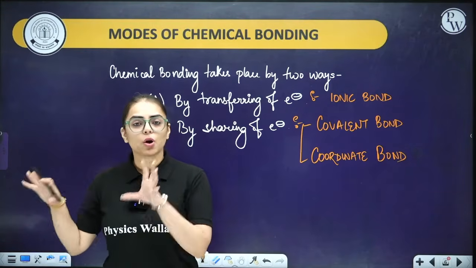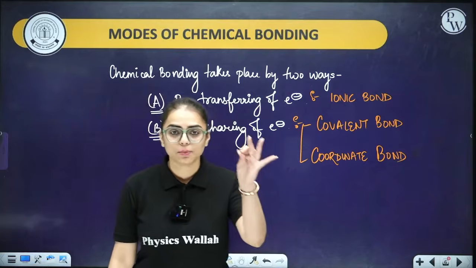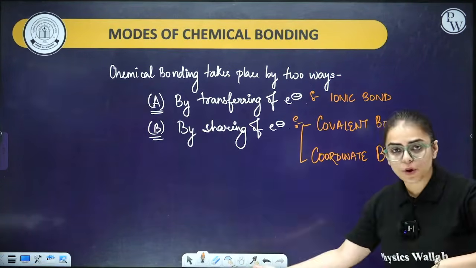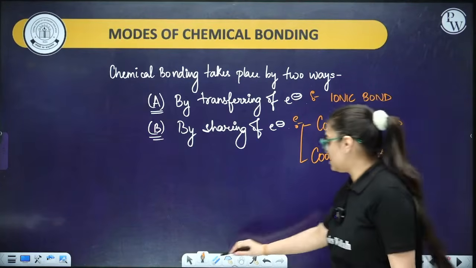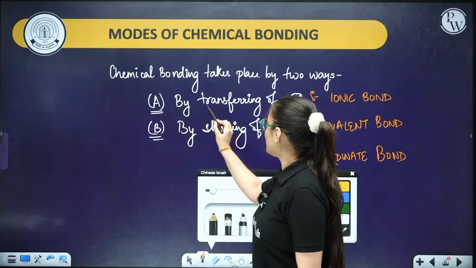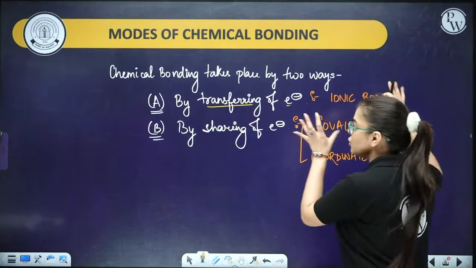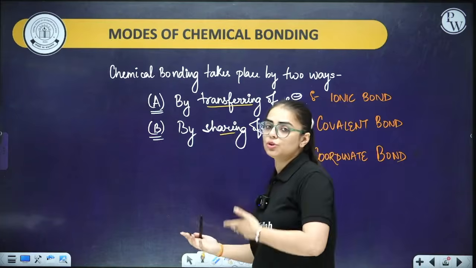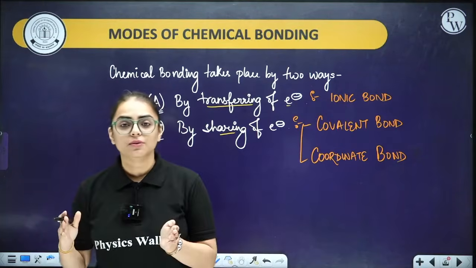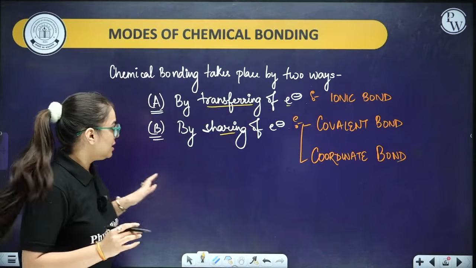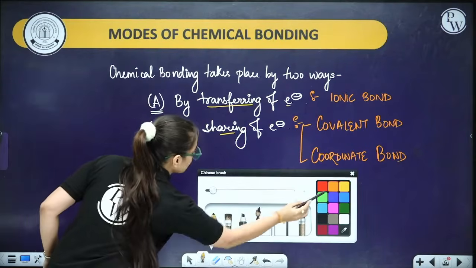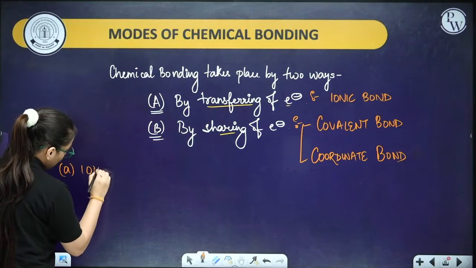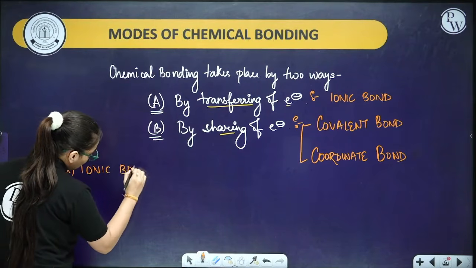So three kinds of bonds we are now going to focus upon: ionic bond, covalent bond, and coordinate bond. Coordinate bond is in other terms a dative bond also. A hint I have already provided you: when you transfer electrons, you obtain an ionic bond. When you share electrons, you obtain either the covalent or the coordinate one. Now we will understand them one by one. Let us start with the very first kind of bond, your ionic bond.